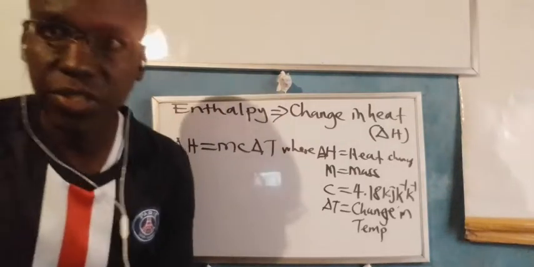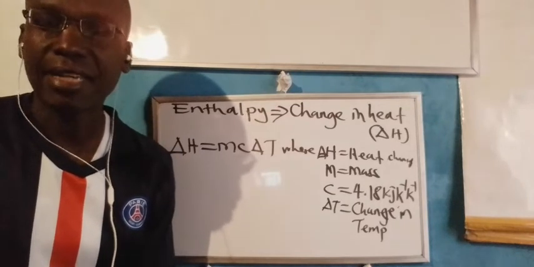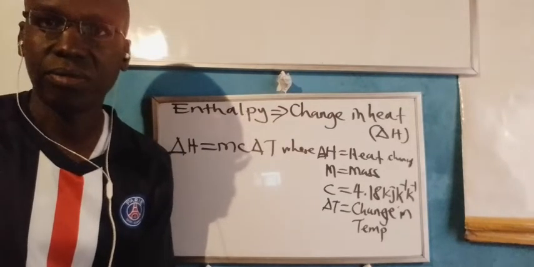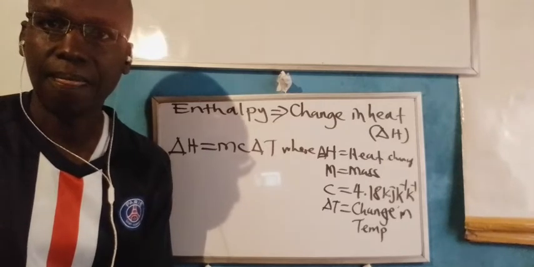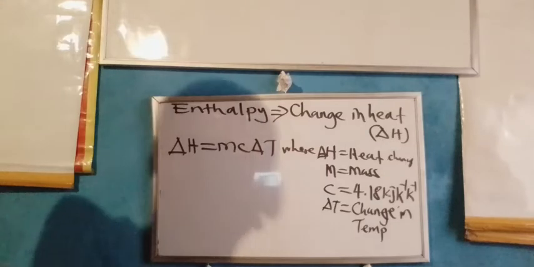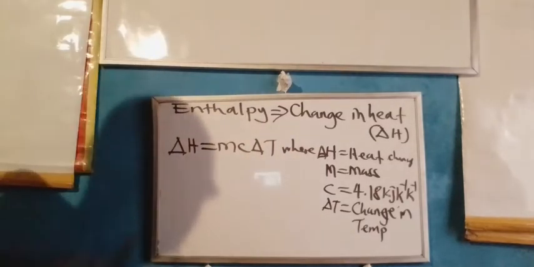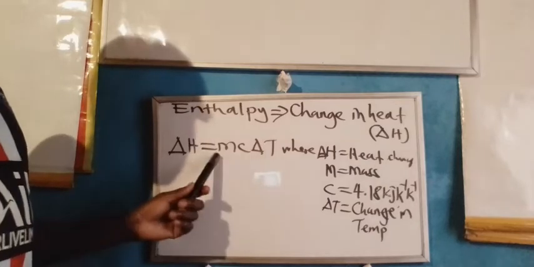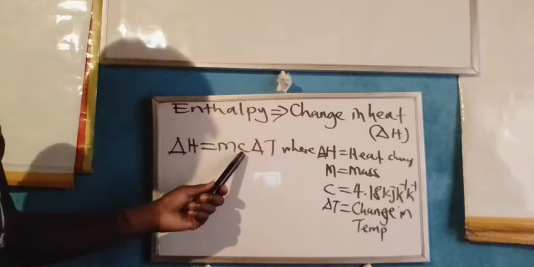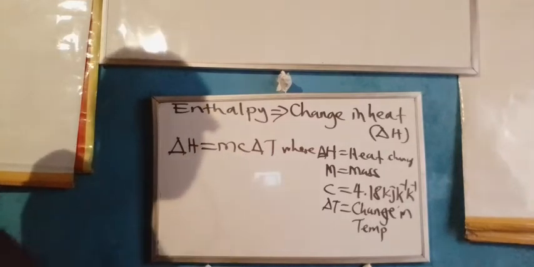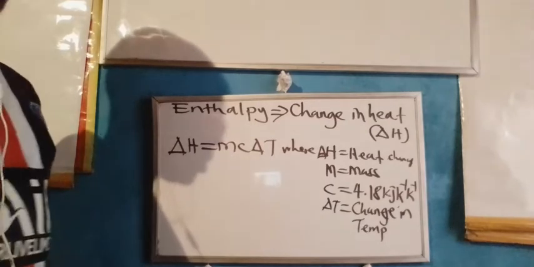Good morning. In this session, we evaluate enthalpy, and enthalpy is defined as the change in heat, and the change in heat is represented as delta H. So as we look at enthalpy, we are going to say that enthalpy is a change in heat, and the change in heat is equivalent to a product of the mass of reacting substance times C, which is a specific heat capacity of that particular substance, times delta T, which is a change in temperature.